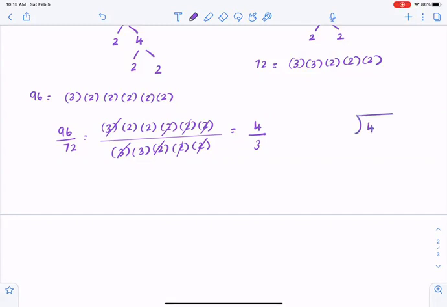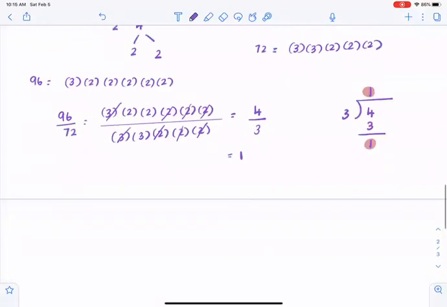So 4 is divided by 3. 3 times 1, 3. Remainder is 1. We can't go any further. So take that 1, put it up here. Take that 1, put it up there, and divide by 3. So it's 1 and 1/3.